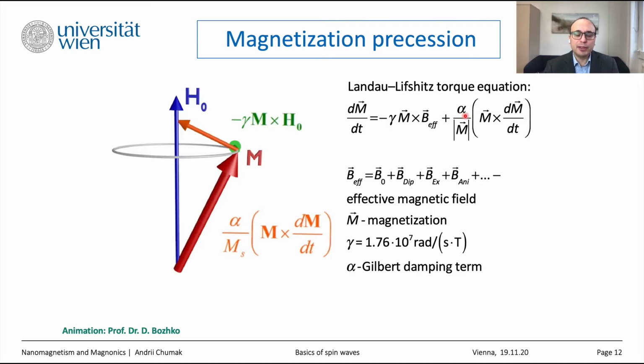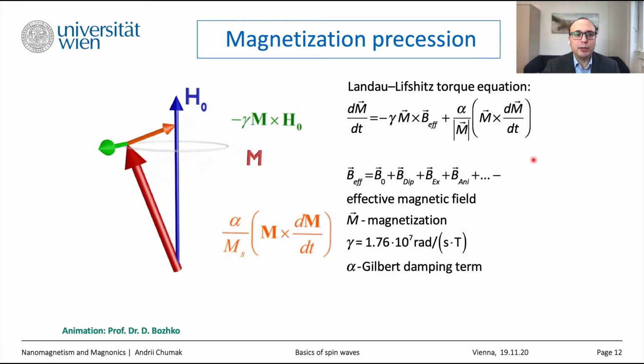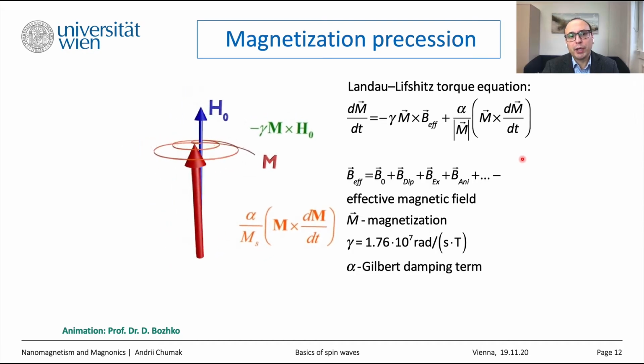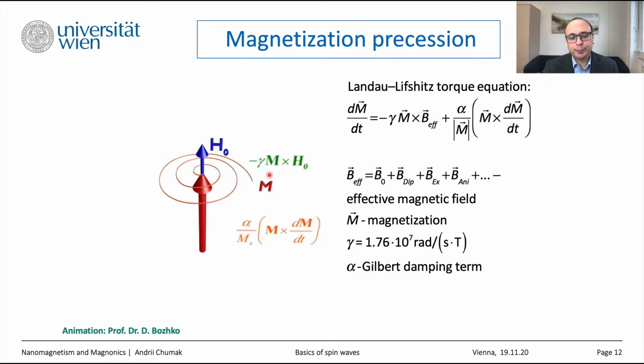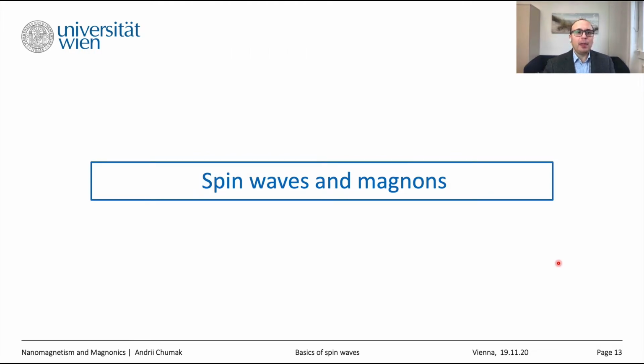So if your alpha is 10 to the power minus 3, it means that you will have 1000 precessions before it is damped. And physically, this damping means the following: the length of vector m should be conserved, therefore it just draws such a spiral, like it is shown in this animation. Good. Now we are ready to jump to spin waves and to magnons.